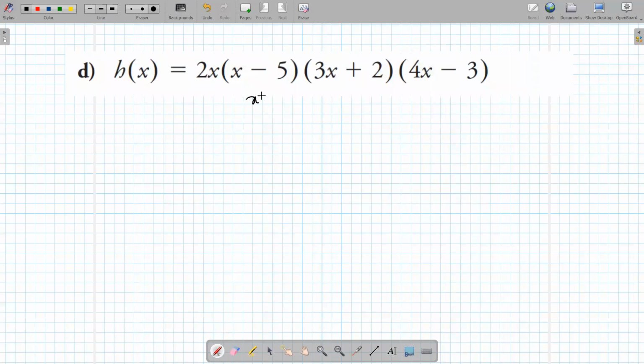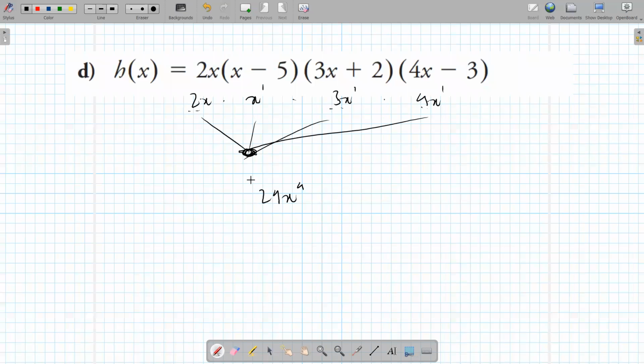From the first bracket, we can pull out an x, right? From the second bracket, we can pull out a 3x. From the third bracket, we can pull out this. And there's a 2x on the outside, right? Like that. Now multiply all of them. What do you get? How many x's? 4. So you have x to the 4th. And you can also multiply all the numbers to get the leading coefficient. So 2 times 3 times 4. 2 times 3 is 6. 6 times 4 is 24. There we go.